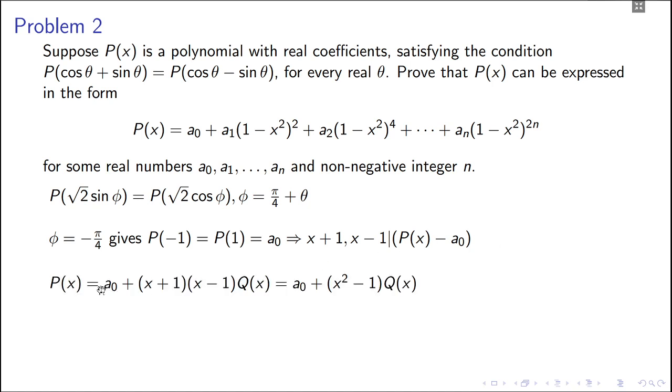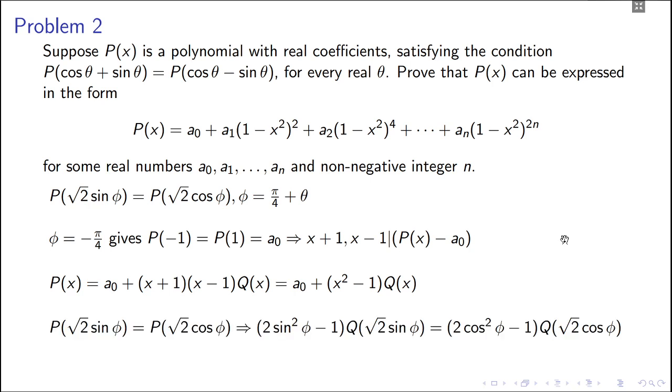So you can write P(x) as a0 plus (x plus 1)(x minus 1) times some other polynomial Q(x). So you can write it in this form: a0 plus (x squared minus 1) Q(x). I'm just trying to get it in this form here. After that, you again put P(root 2 sin phi) equal to P(root 2 cos phi). You apply it here and you put that twice.